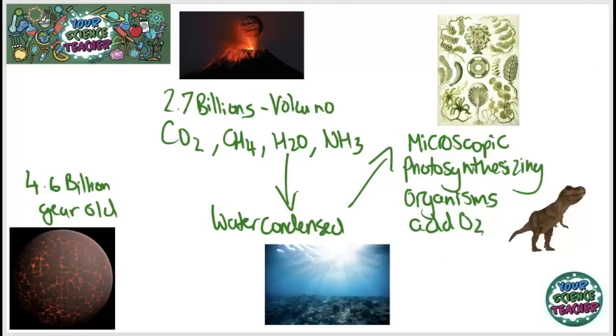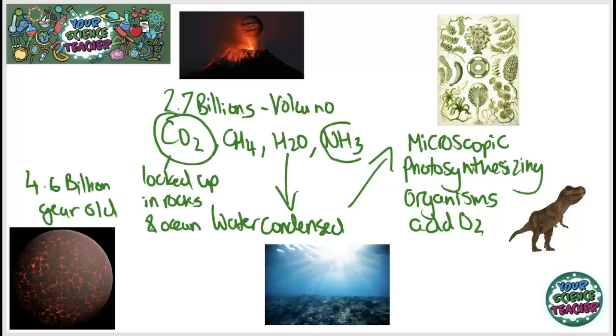Now, a lot of this carbon dioxide was locked up in rocks and in the ocean. And the ammonia in our atmosphere, well, that reacted with the oxygen that was put in, and it made nitrogen, and it also made water as well. And nitrogen being so stable, that's why it has built up in such large concentrations in our atmosphere.